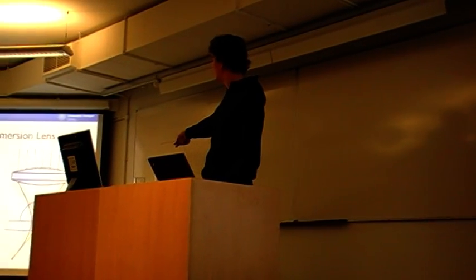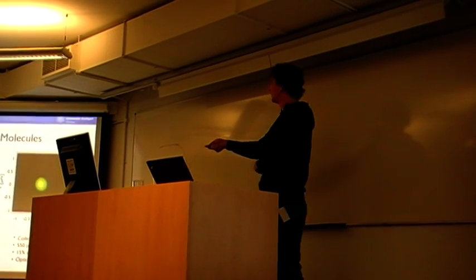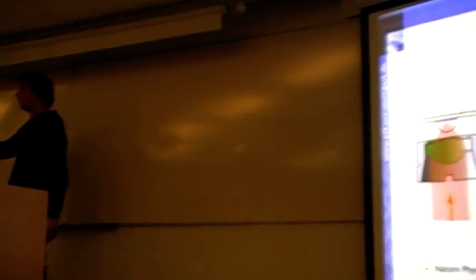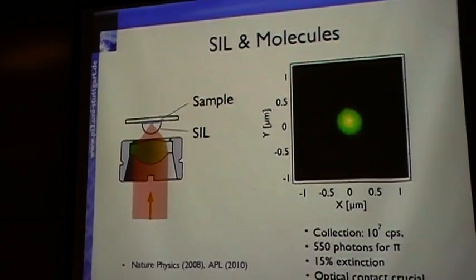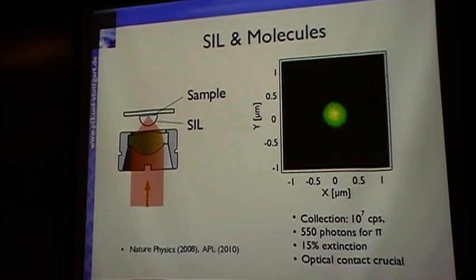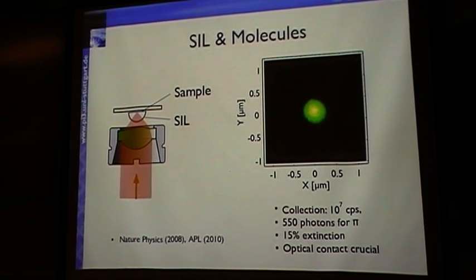We had some experiments with molecules, where we have such a structure with a molecule down here. This is the overall experimental setup. In principle we focus the light through such a solid immersion lens onto the sample, where there's a little quantum emitter down in the focus. And we collect about 10 to the 7 clicks per second. Yesterday I was also talking about such experiments. You really have an unbelievable collection efficiency here.